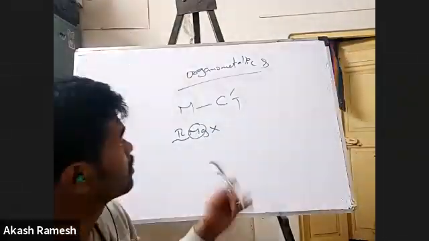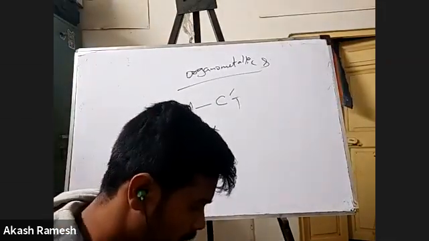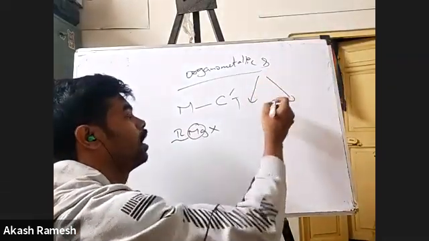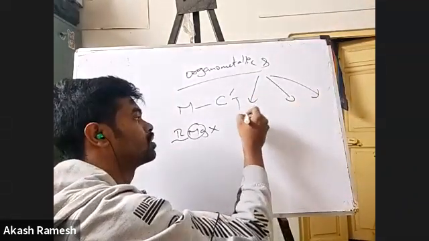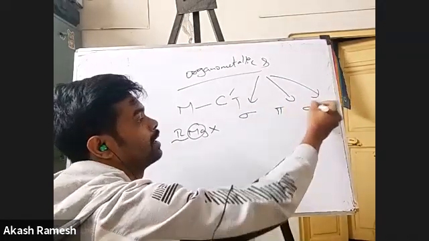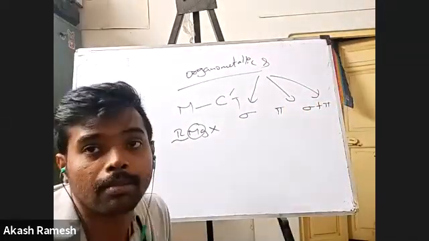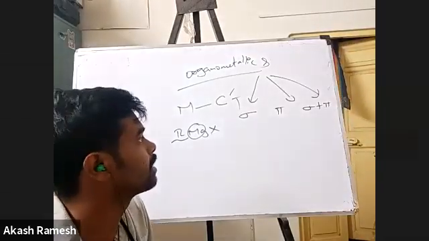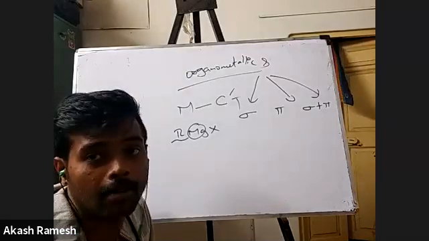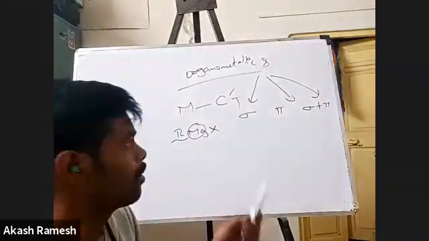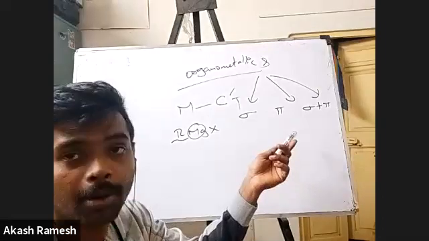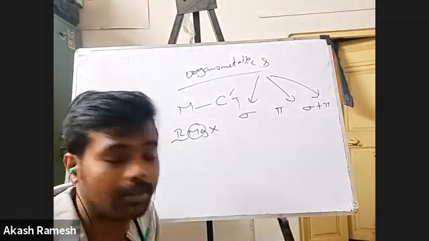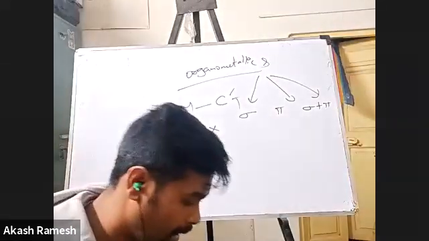Now, your organometallic compounds can be divided into three types. The first one is sigma bonded, the other one is pi bonded, and the third category would be sigma plus pi bonded. If the interaction between the metal and the carbon atom is purely in terms of sigma bonds, it is sigma bonded. If it is through pi bonds, it is going to be pi organometallic compounds, and sigma plus pi, we will see what that is.